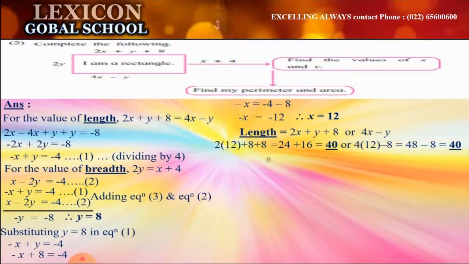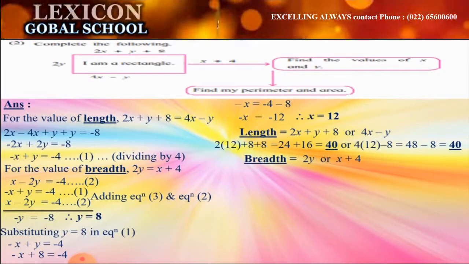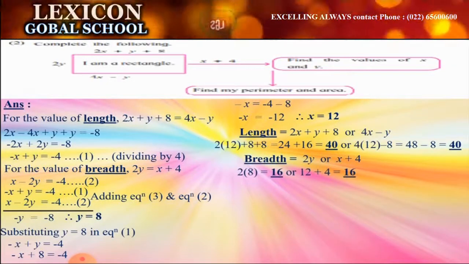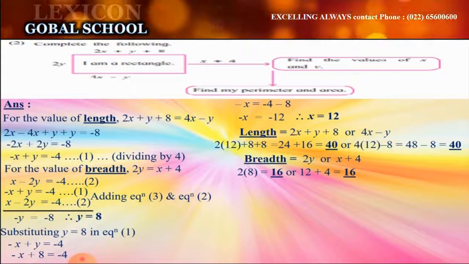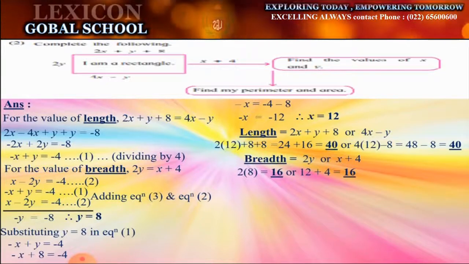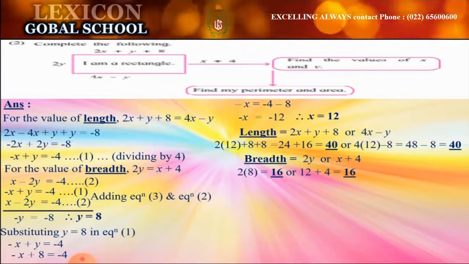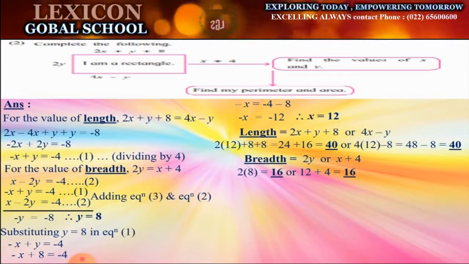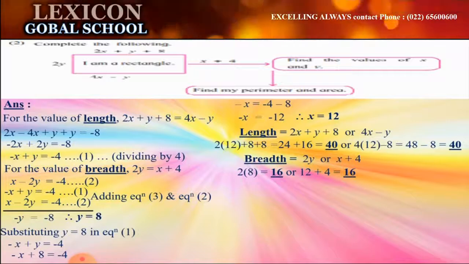Similarly, for breadth, we are going to take 2y or x plus 4. We are going to substitute both the values. 2y means 2 into 8. 2 8s are 16, or x plus 4 means 12 plus 4 equals 16. In both the ways, both the equations, you get the value of breadth as 16.